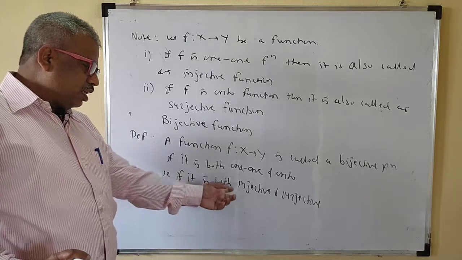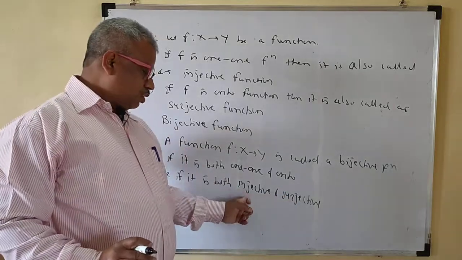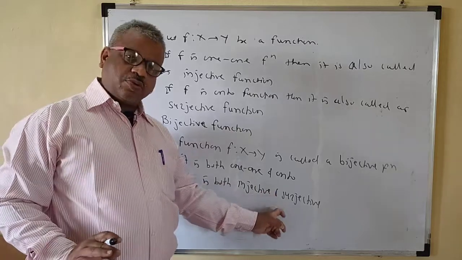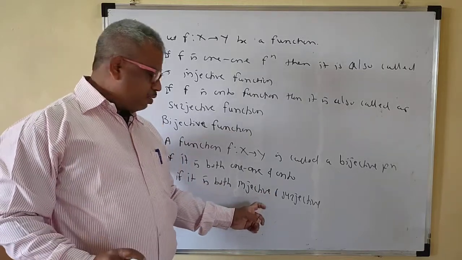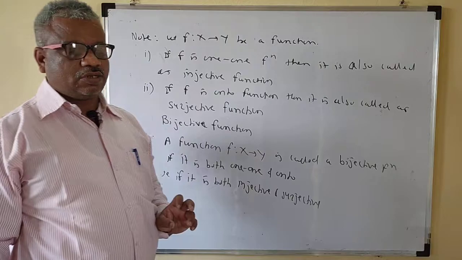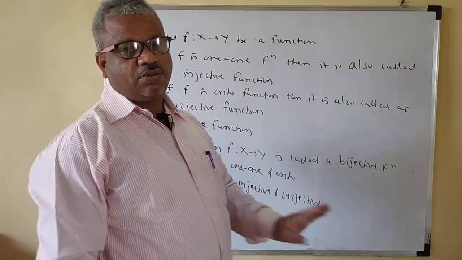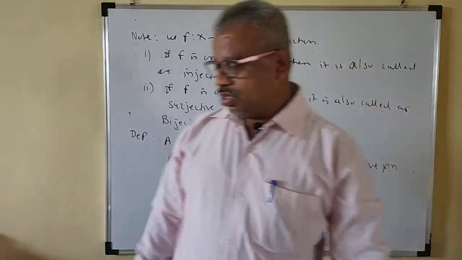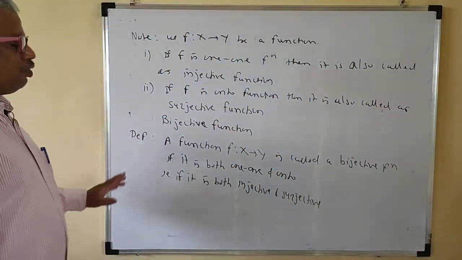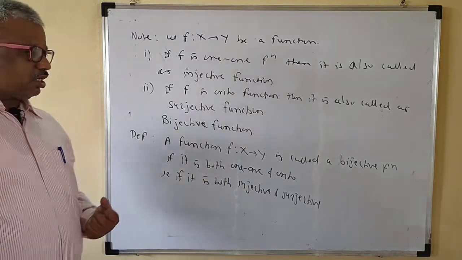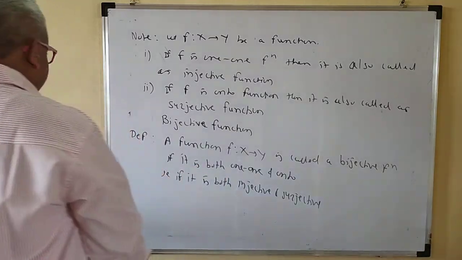Okay. So these two words are new for you, right? You are familiar with 1-1 and onto, so you are not familiar with this one. But afterward we are using injective and surjective function. That means a function which is both injective and surjective is a bijective function. So if you want to show that it is a bijective function, just show that it is an injective function and it is a surjective function. Okay.